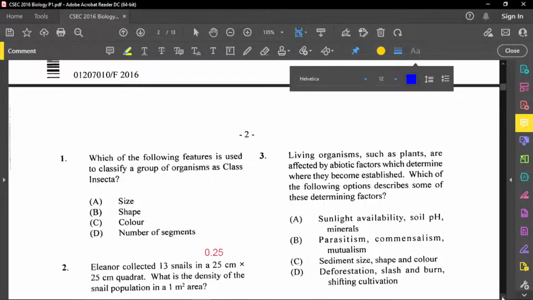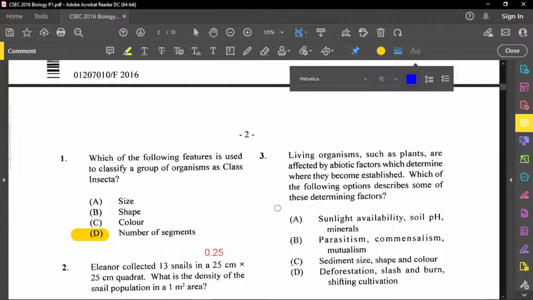All right, so let's jump to question number one. Question number one reads: which of the following features is used to classify a group of organisms as class Insecta? The size doesn't matter, the shape doesn't matter, the color doesn't matter, but the number of segments definitely, because remember that insects have three segments on their body. Their body is divided into three segments, which are the head, the thorax, and the abdomen. So the segments are indeed important.